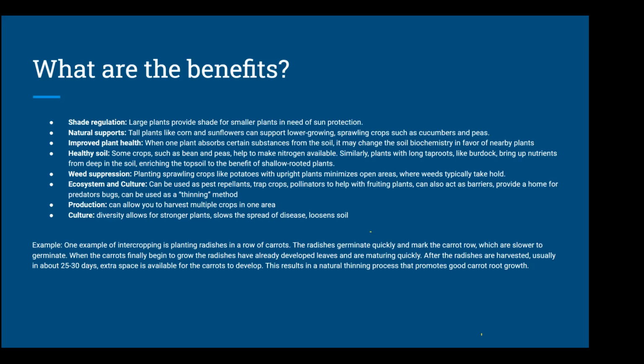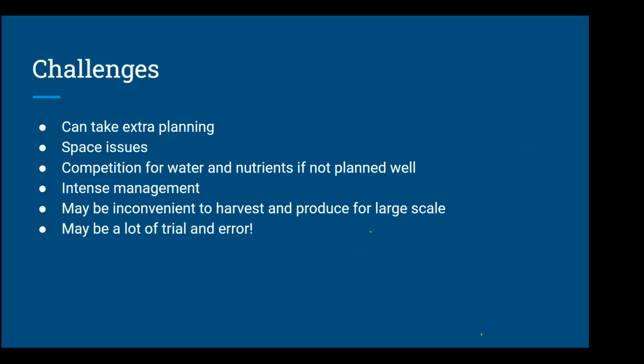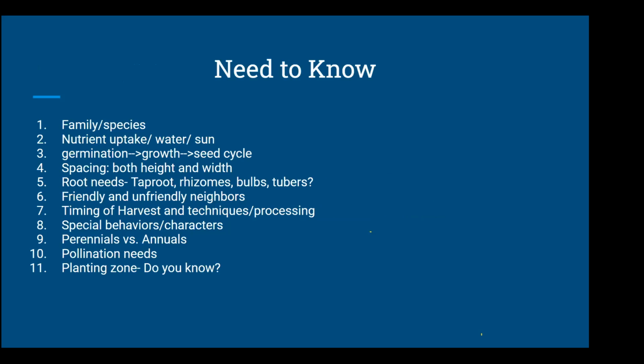This results in a natural thinning process that promotes good carrot growth, and it's a good relationship between the two plants. Some of the challenges with this type of planting is it can take some extra planning. There might be some space issues. If it's not planned well, there might be more competition rather than benefiting each other. It's intense management, maybe inconvenient to harvest and produce for large scale. So like we were saying, it might be done more so in a garden setting. And it might be a lot of trial and error.